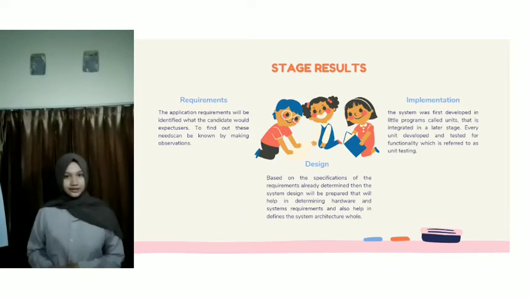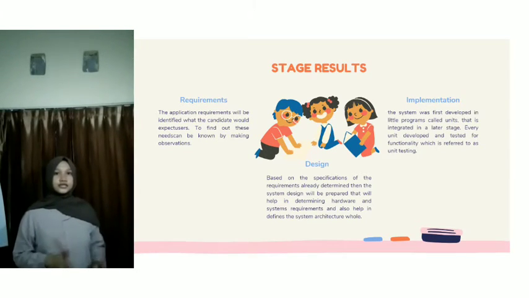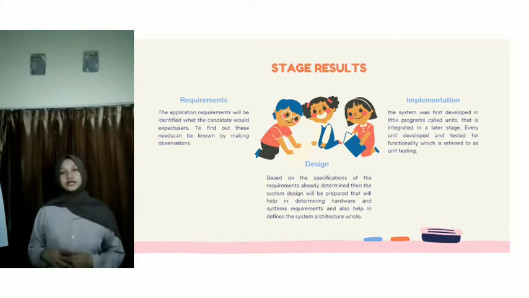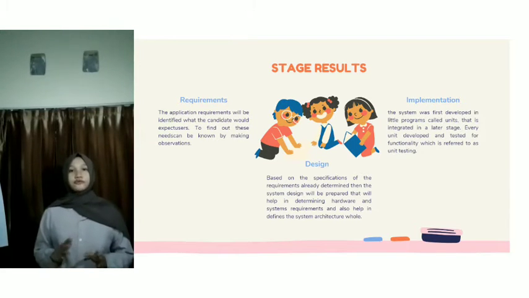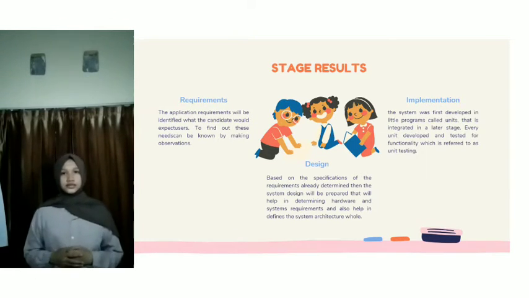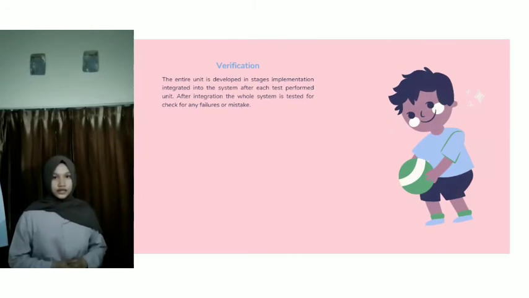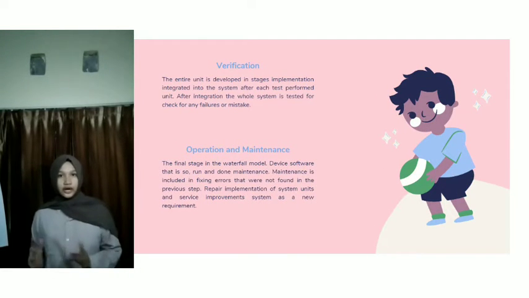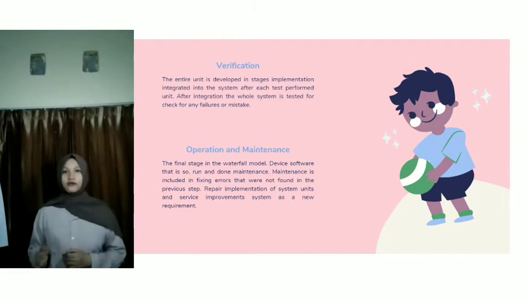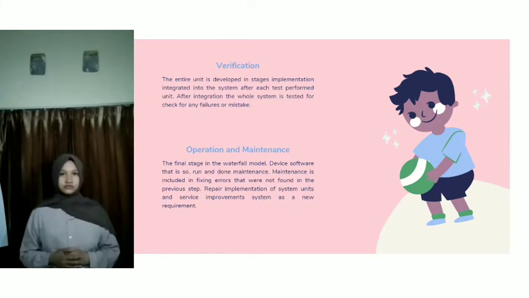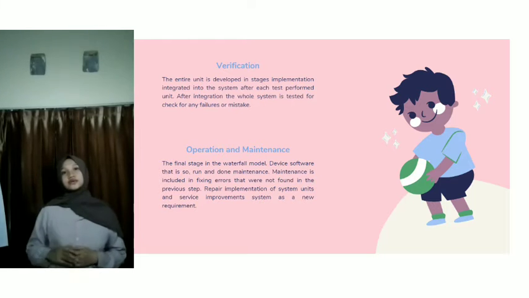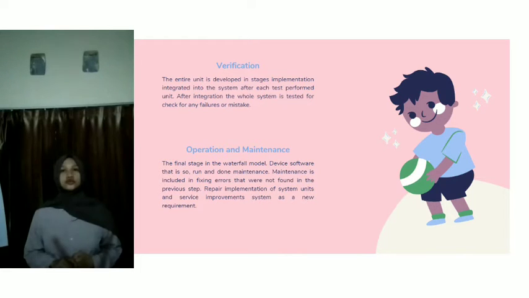The third stage is implementation. At this stage, the system is first developed in small programs called units, which are integrated in a later stage. Every unit developed is tested for functionality, which is referred to as unit testing. The fourth stage is verification. The entire unit developed in the implementation stage is integrated into the system after each unit is tested. After integration, the whole system is tested to check for any failures or mistakes.